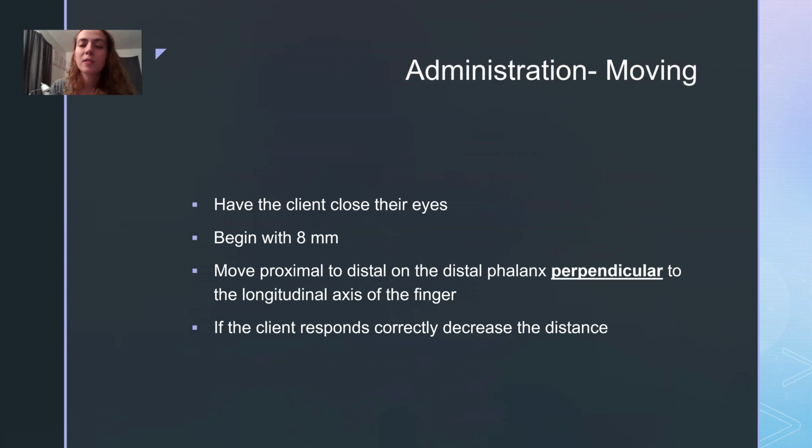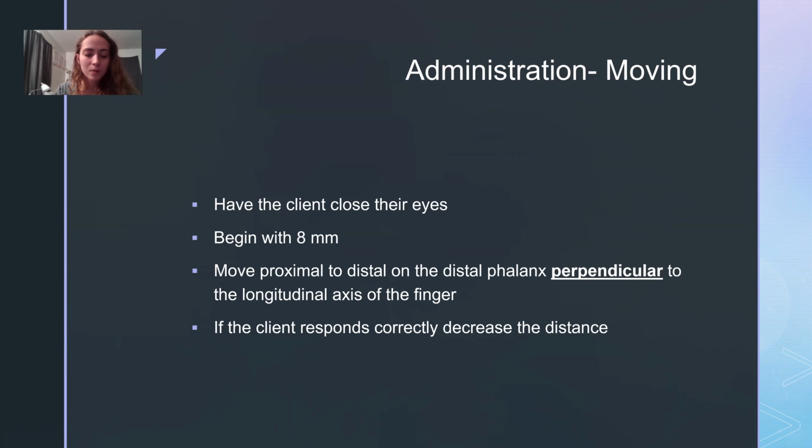Okay, so the other test that falls under the 2-point discrimination test is the moving test. You virtually do the same thing. You have the client close their eyes, and for this one, you begin with a distance of 8 millimeters. Instead of just poking them with it, you move proximal to distal on the distal phalanx of the fingertip, perpendicular to the longitudinal axis of the finger. If the client responds correctly, you decrease the distance. If they respond incorrectly, you increase the distance. You have to apply it perpendicular for this test because if you apply it parallel, it actually feels like 1 point when you apply the 2 points.